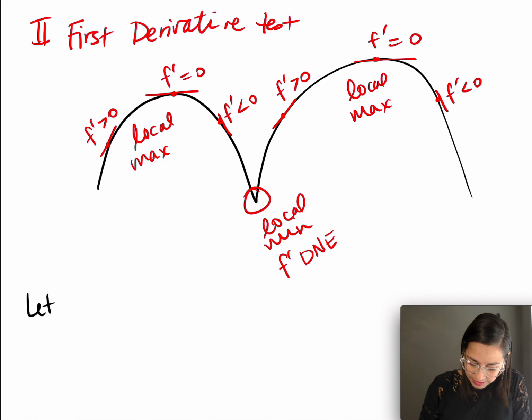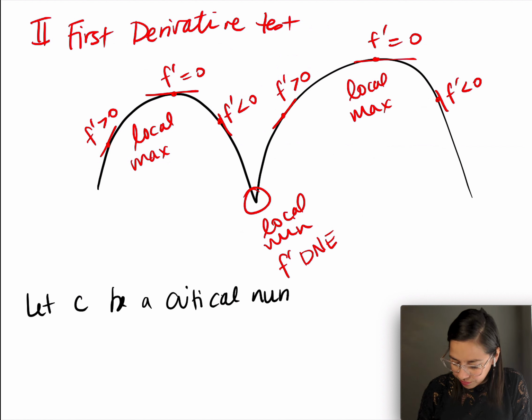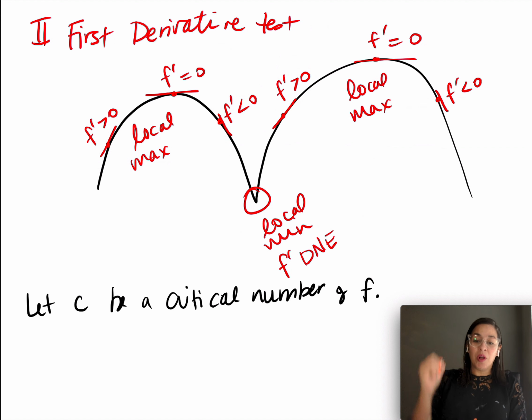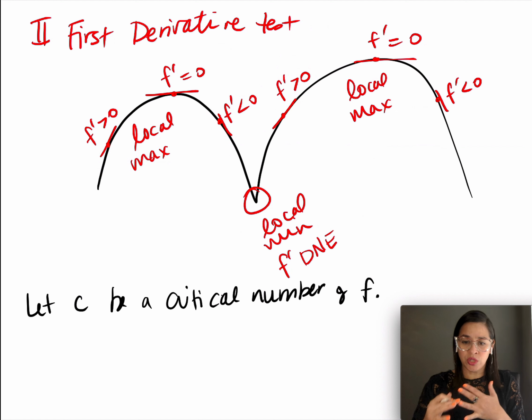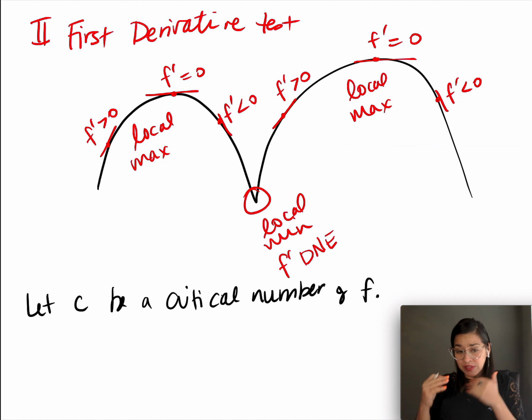So I'm going to say, let C be a critical number of f. By that I mean, C is in the domain of the function f, and the derivative is either 0 or does not exist at C. Now, if C is a critical number of f, and on top of that, the sign of the derivative changes from positive to negative, we have a local max.